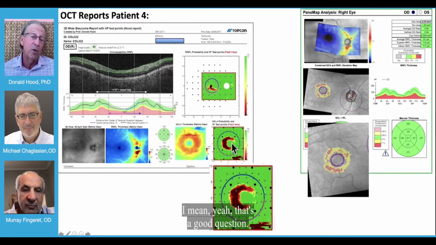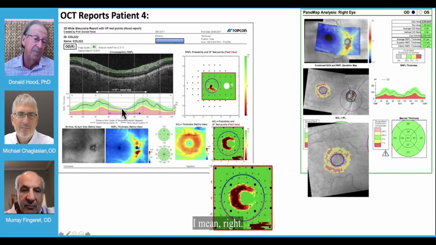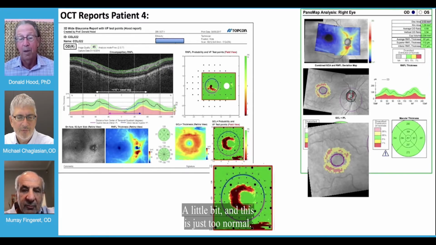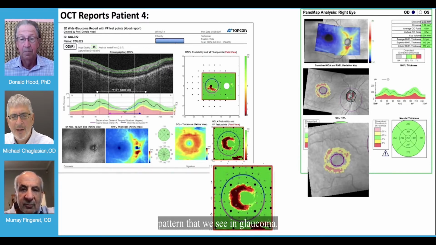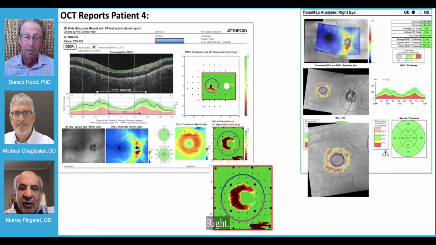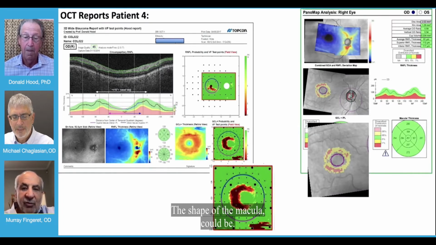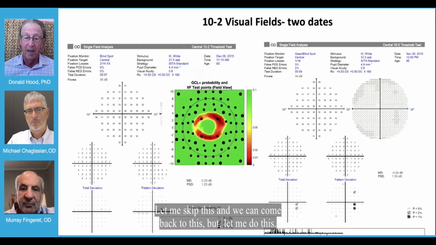That's a good question. So if this were real, then we really should see this down in this region here, right? But it's just too normal. So it's looking to me more like, not an anatomical pattern, or a pathological pattern that we see in glaucoma. It's likely to be some type of artifact. Yes. The shape of the macula could be the cause. Let me skip this and we can come back to it.